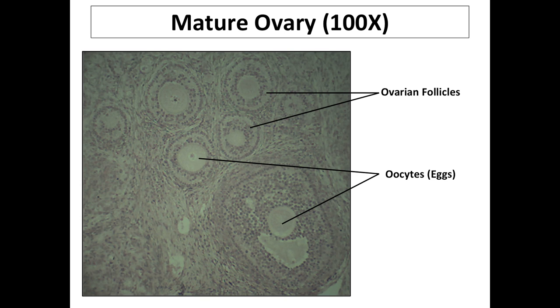Make sure that you identify cell types if named, and make sure you identify tissues if named, as well as the name of the overall organ. And the last thing you want to be able to do is tie in all hormones that are associated with each tissue we examine.